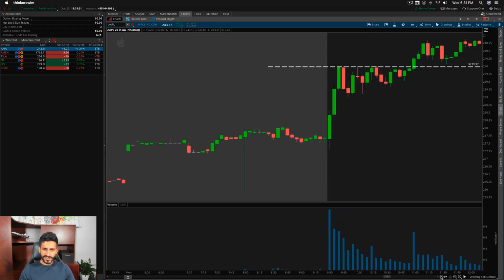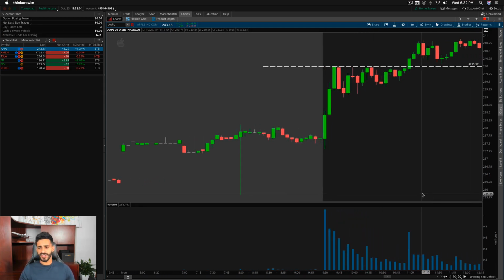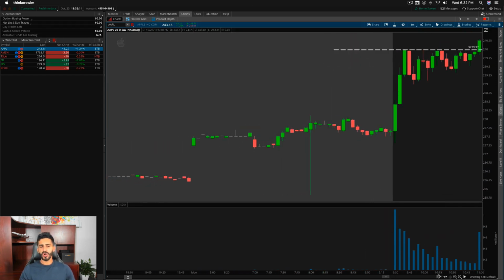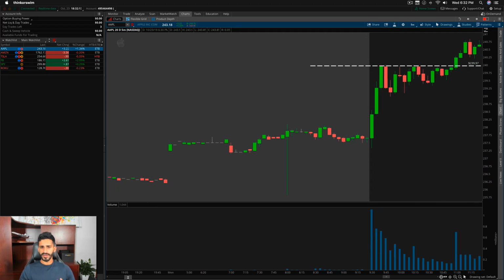Where do I take my exit? The exit is obviously one of the most important parts, because getting in the trade is one part, and then taking profits, knowing when to exit, is the second part. Now that depends on you, and I'm going to go over that in another lesson.